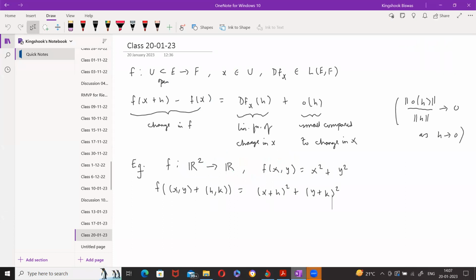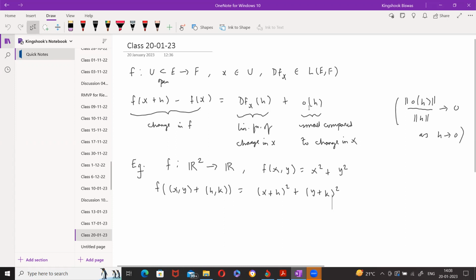So first of all, we define what is the derivative of a differentiable map from an open subset U of a normed vector space E, taking values in another normed vector space F. So we say that f is differentiable at a point x in U if there exists a bounded linear map df sub x from E to F such that f of x plus h minus f of x, so this is the change in f, is equal to df_x of h, a linear function of the change in x, plus an error term which is little o of h, so that's small compared to the change in x.